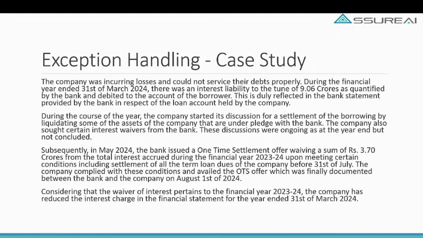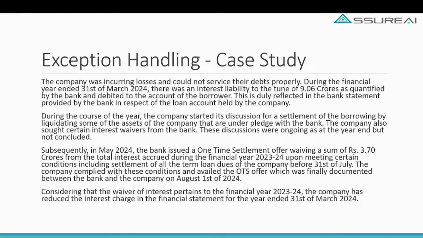During the course of the year, the company started discussions for settlement of the borrowing through a one-time settlement. The discussions were going on, but were not concluded. Subsequently, in May, the bank issued an OTS offer waiving some 3.7 crores of the total interest accrued for the financial year 23-24 upon meeting certain conditions, including settlement of all the term loan dues by the company before March. So these are all conditions stipulated in the OTS offer. The company complied with these conditions and availed the OTS offer, which was finally documented. And the company recognized the interest waiver in the financials for the year March 23-24.